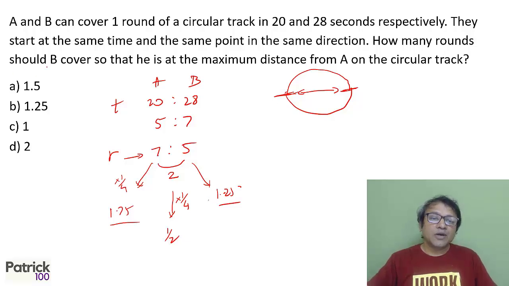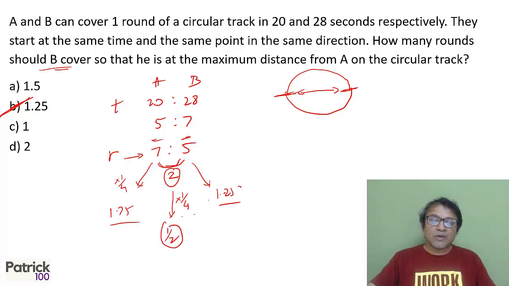So how many rounds should B cover? B should cover 1.25 rounds, B option. That's the answer. When A covers 7 rounds, B covers 5 rounds. To be at maximum distance, they should be diametrically opposite, or half a round away from each other. Right now they are 2 rounds away, 7 and 5 rounds. To make it half a round, multiply each by 1 by 4. So when A covers 1.75 rounds, B will cover 1.25 rounds. At that point, they will be diametrically opposite each other.